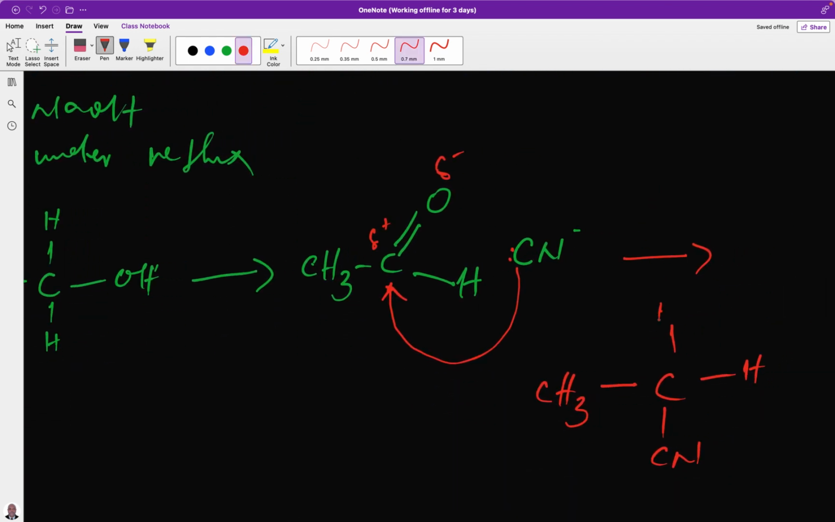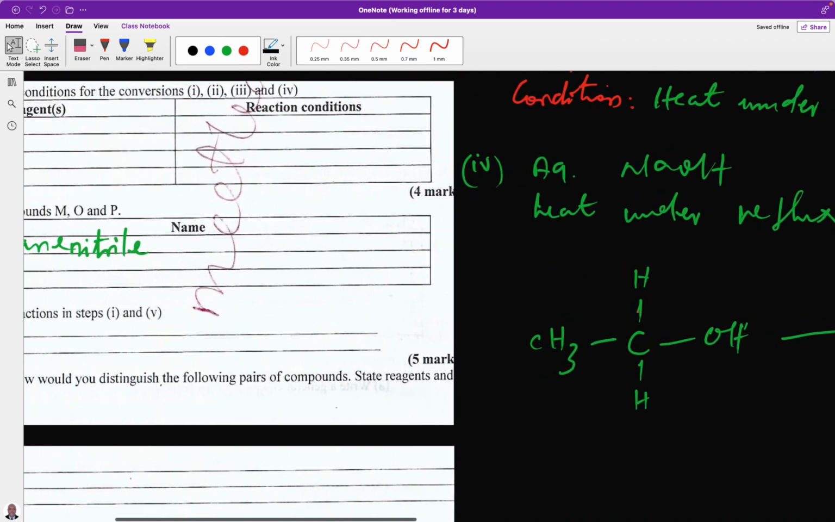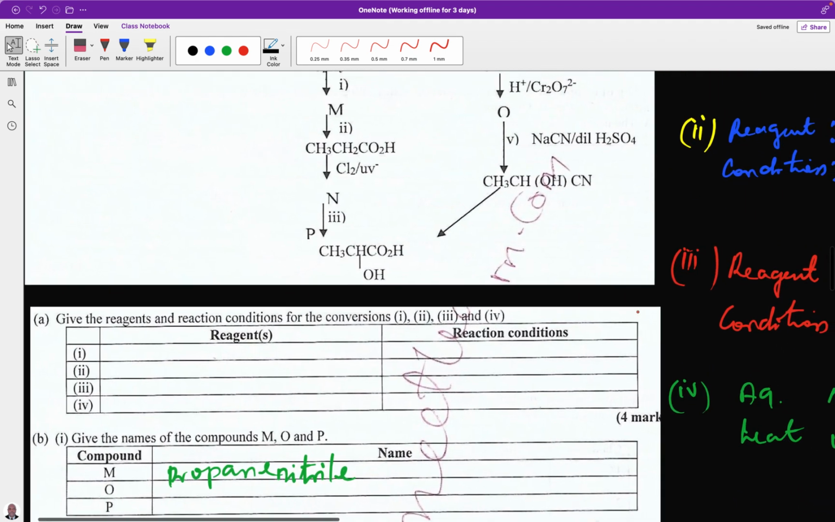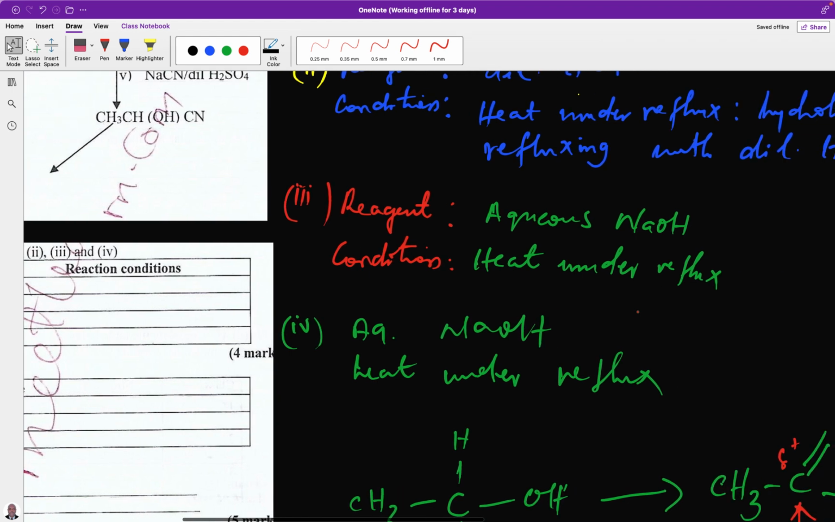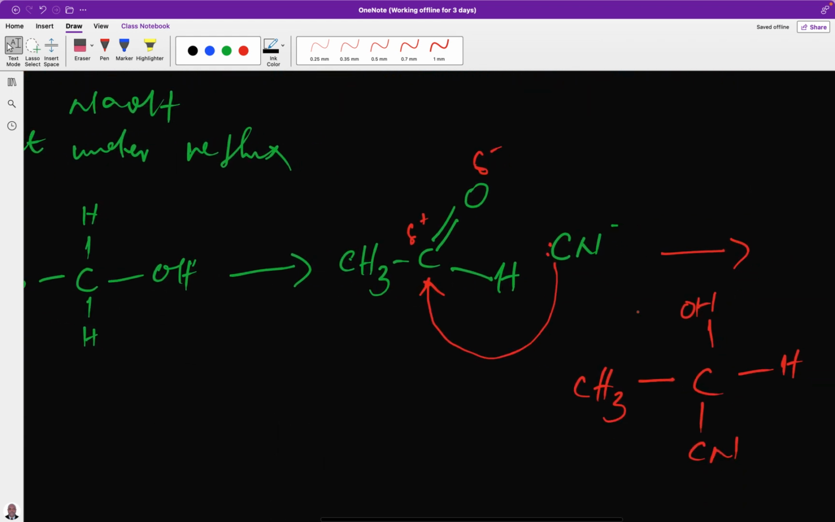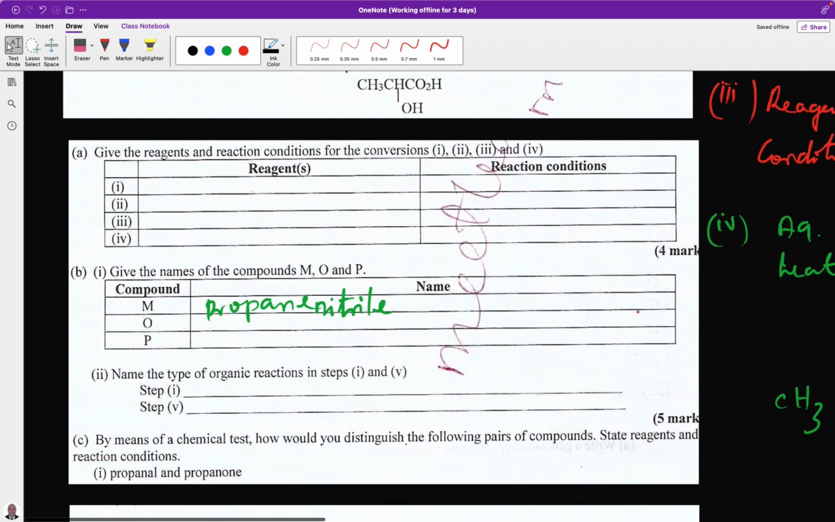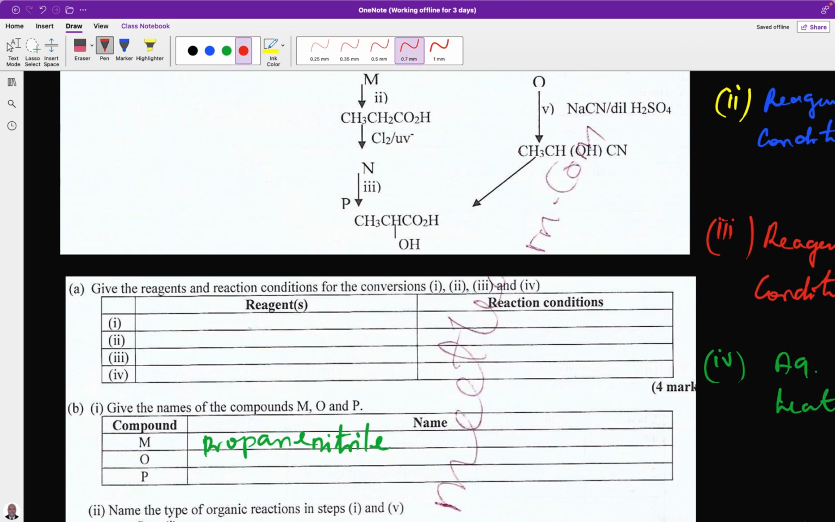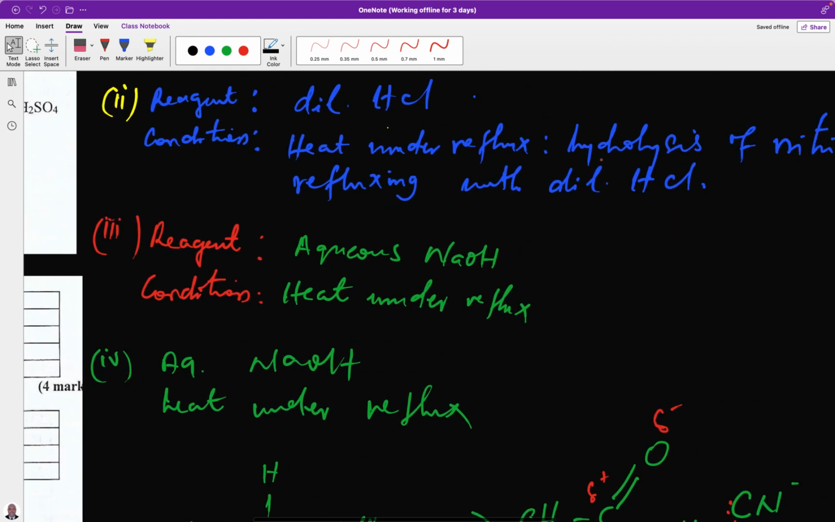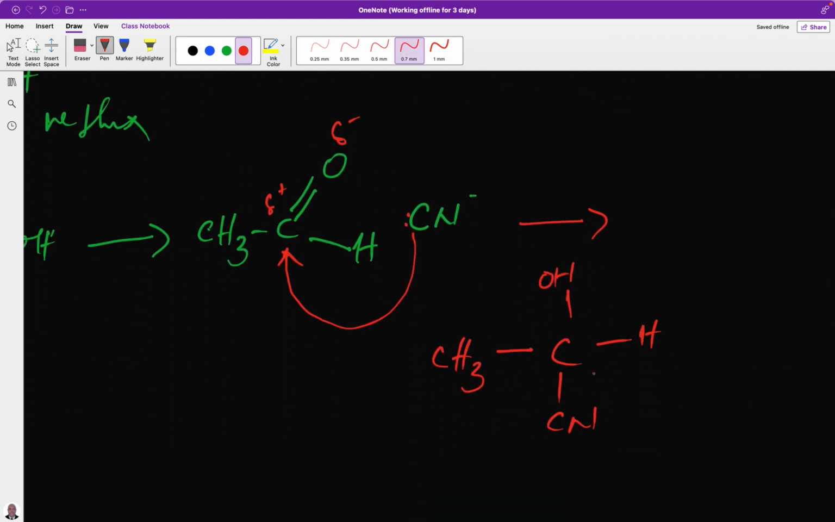It will result in a chiral compound, a compound with four different groups. So we have that compound. If you look at it, 1, 2, 3, there are 3 carbon atoms there because of the addition of the cyanide. So we now say it is 2-hydroxypropane nitrile, here, 1, 2, 3.